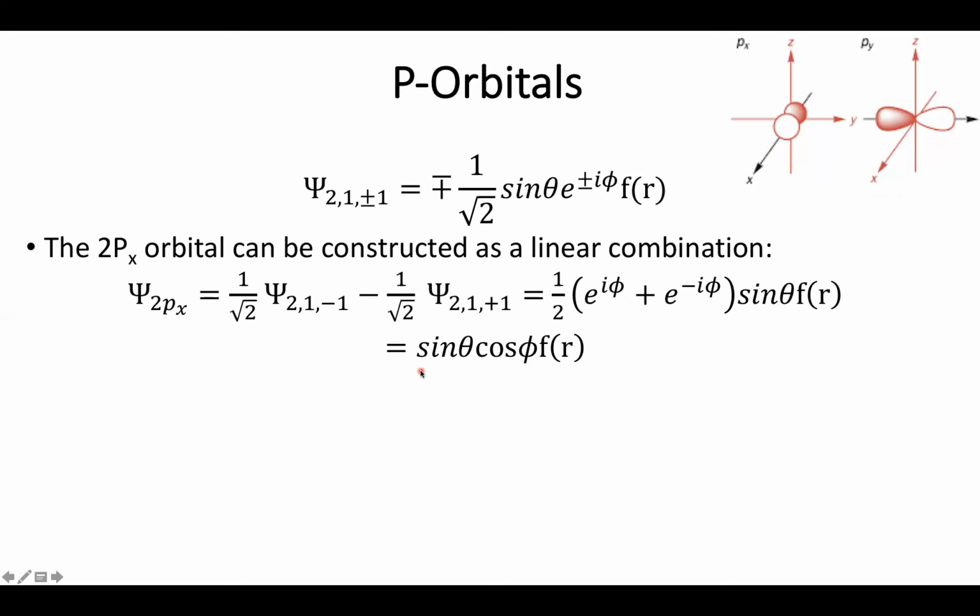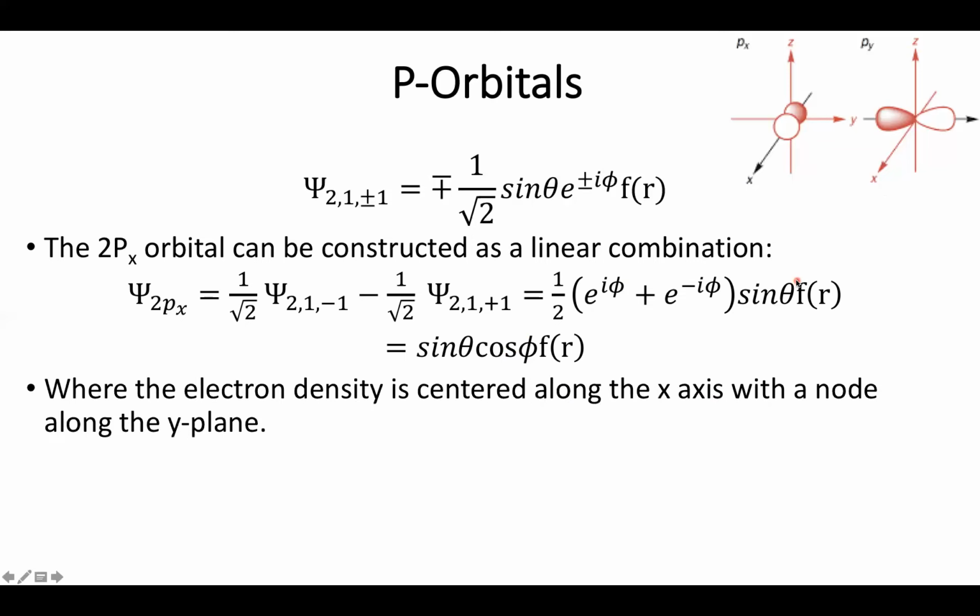And so when we do this, we end up with a 2px orbital. All of my probability density is along the x-axis. The sine theta term indicates I've got no probability along the z-axis, and the cosine phi means I've got no probability density along the y-axis. So this is a cool way we can reconstruct a physical orbital with no imaginary components as a linear combination of our two actual eigenfunctions of angular momentum.